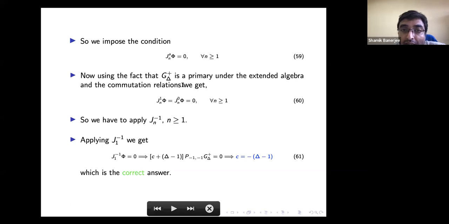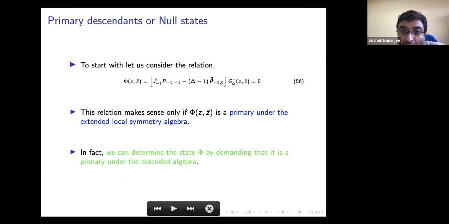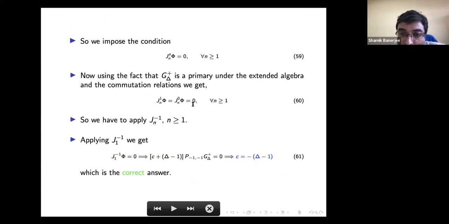So what we get, using the fact that G plus delta is a primary under the extended symmetry and the commutation relation, is this. Now we are left with only this J minus 1 n with n greater than or equal to 1. And applying J minus 1 n, what we get is that C is minus delta minus 1, which is essentially the right answer that we were looking for. So C has to be of this form, minus delta minus 1. That actually comes from demanding this SL2 here.